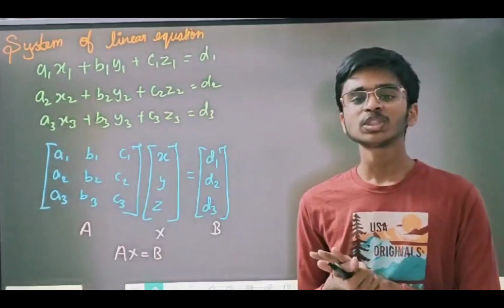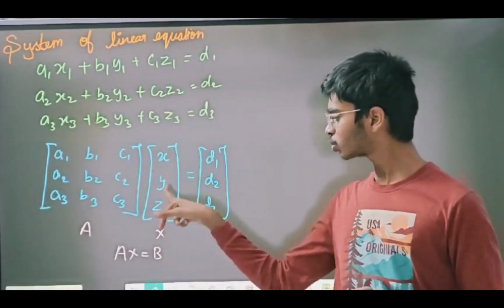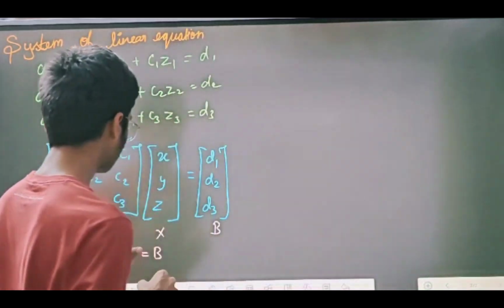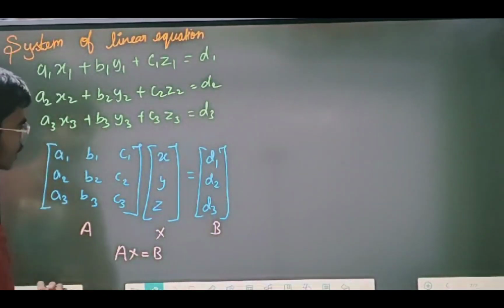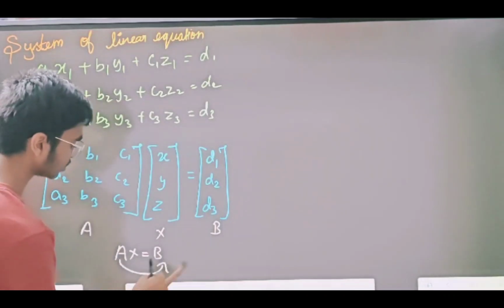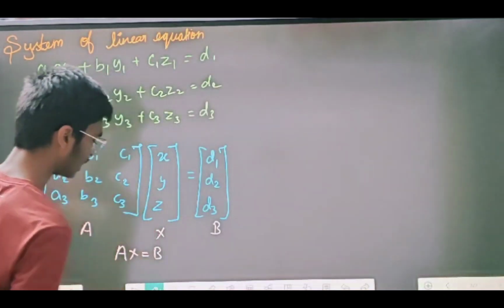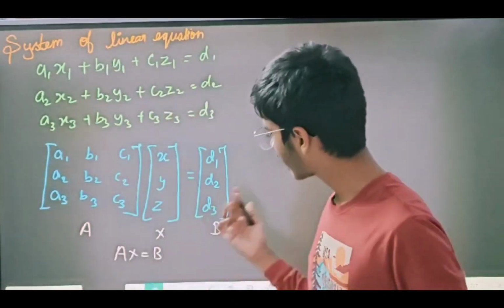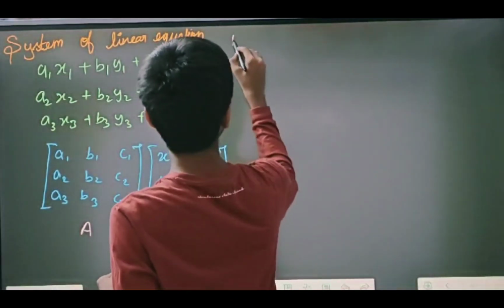Now what we have to do is find these variables X, Y and Z. Okay, these variables we have to find. So we multiply with the A inverse. That means if I take this A to the other side, then automatically I will be getting X. So that means multiplying.